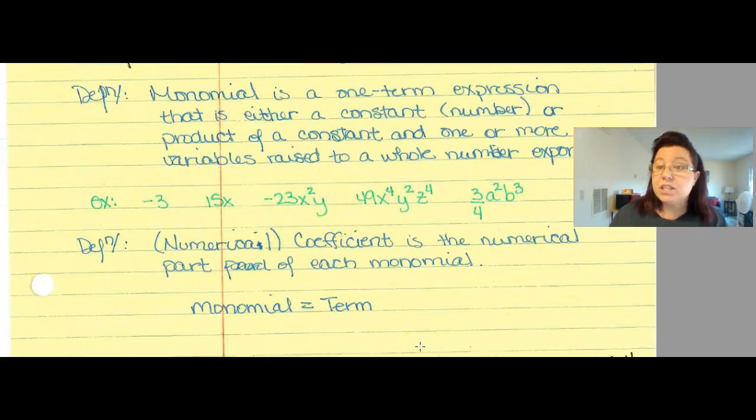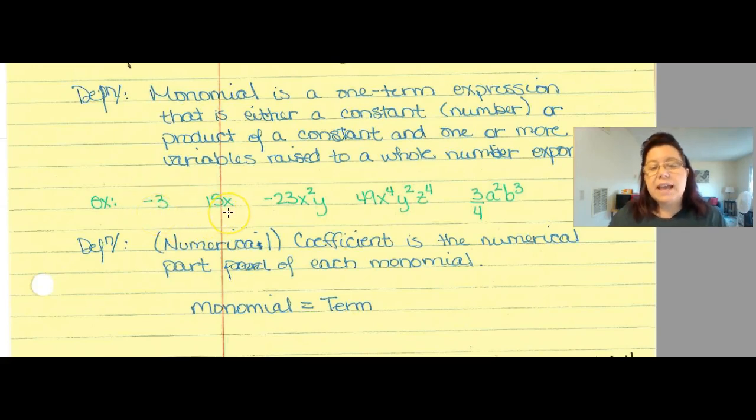Now, coefficient is the numerical part of each monomial, meaning term. A monomial is one term in an expression. So for negative 3, there is no variable part, and therefore it's just a constant. Negative 3 is just a constant.